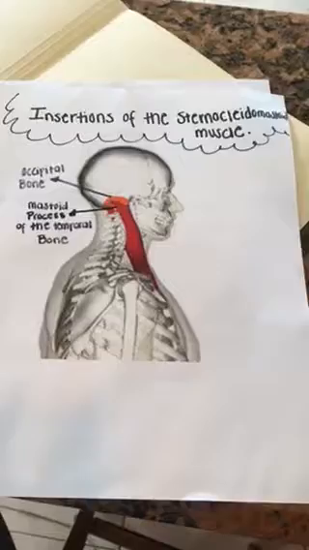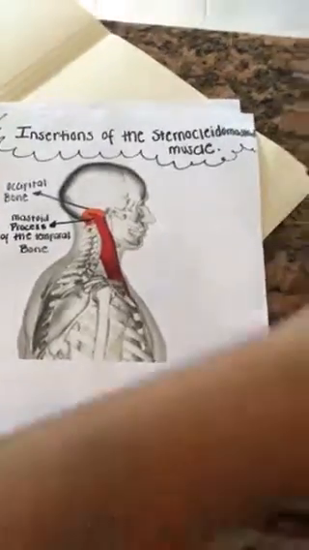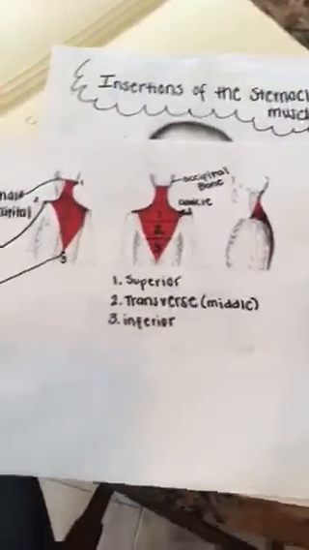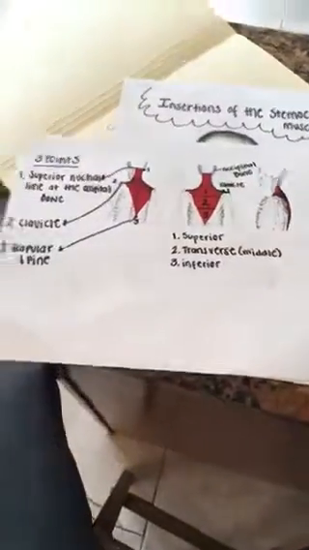Next thing we are going to talk about is the trapezius muscle, which we have on this page an example of. I hope you can see that. Let's see, turn this around. There we go. So the trapezius muscle is a flat triangular muscle, as you can see in the picture.